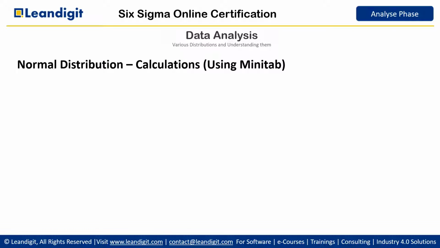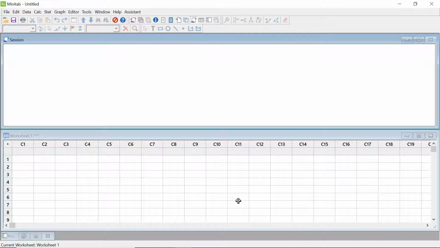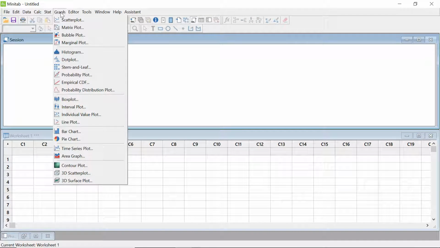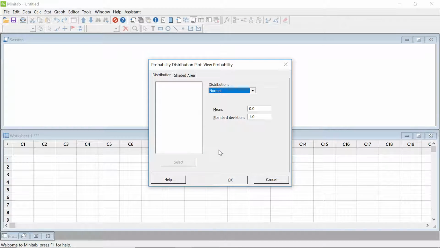This can also be done very fast using Minitab. Minitab does not require calculation of Z, it can directly calculate these values. So if we have an average of 30 and standard deviation of 5, and we want to calculate the pieces between 20 and 35, we go to Minitab, we go to Graph, Probability Distribution Plot, View Probability, and click OK. Our mean was 30, our standard deviation was 5.